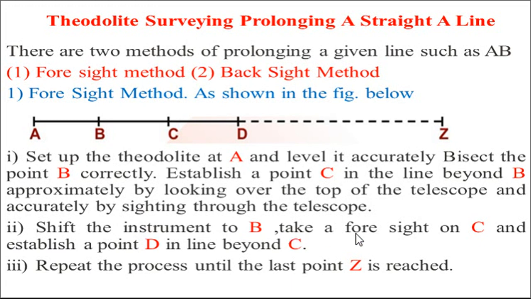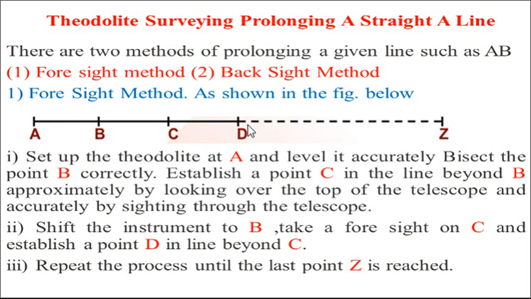Then take a foresight on C, or what we can say, after centering and leveling the instrument at point B, sight the ranging rod at point C, or we can say take the foresight on C, and establish point D in line beyond C. So we have to establish this point and we have to repeat the process until the last point Z is established. So in this way we have to prolong the line maybe up to say 1 kilometer, 2 kilometer, depending upon the length of survey line.